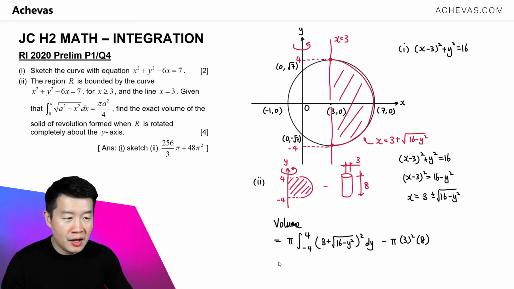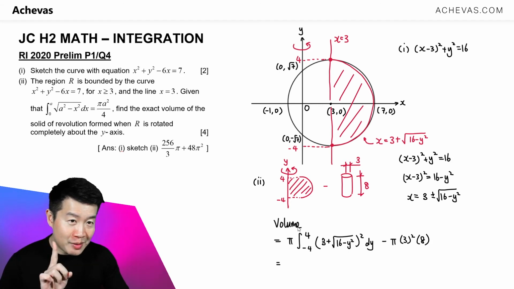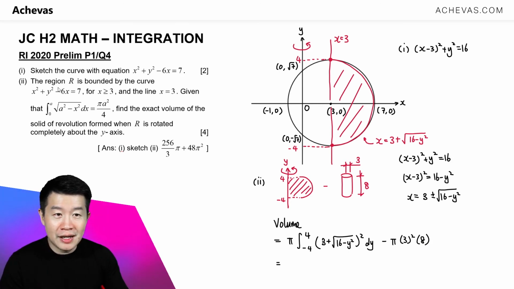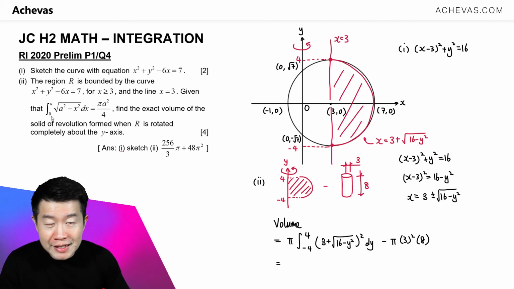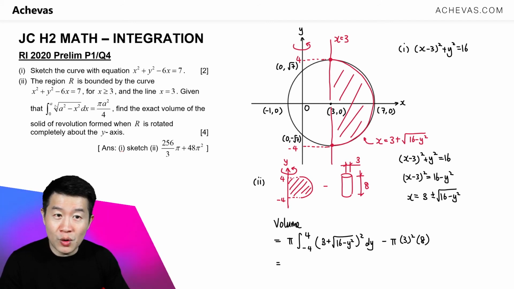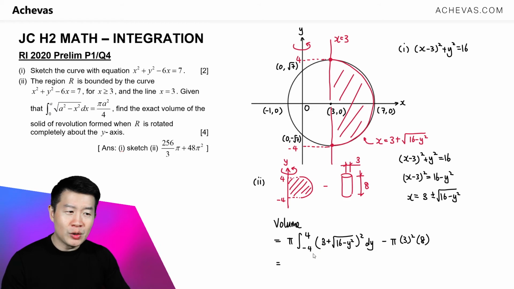And I will minus away the volume of the cylinder, which is pi r squared times height. I can definitely try to integrate this, but at the same time, I need to recognize that in the question, we are given this as a hint. If you look at the integral that we are writing down here, we definitely need to find a way to improvise, because the hint that is given starts from 0 all the way until a. But what we are looking at here is from minus 4 to 4.